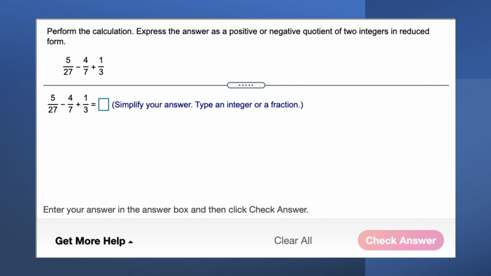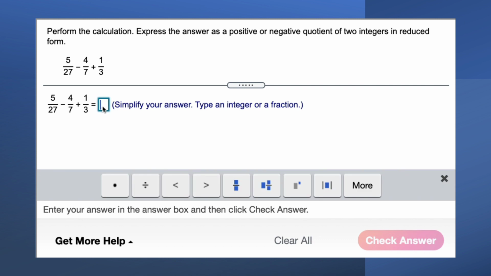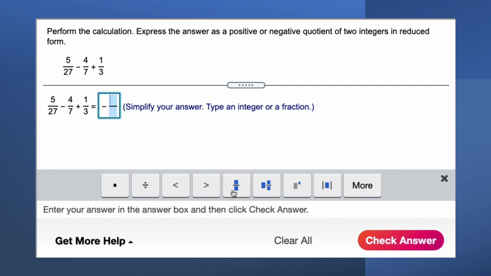In my math lab, we'll type in negative 10 over 189. So we'll put our cursor in the answer box, type in the negative sign, select the fraction template, type in a 10 above the fraction bar, move our cursor beneath the fraction bar, and type in 189.